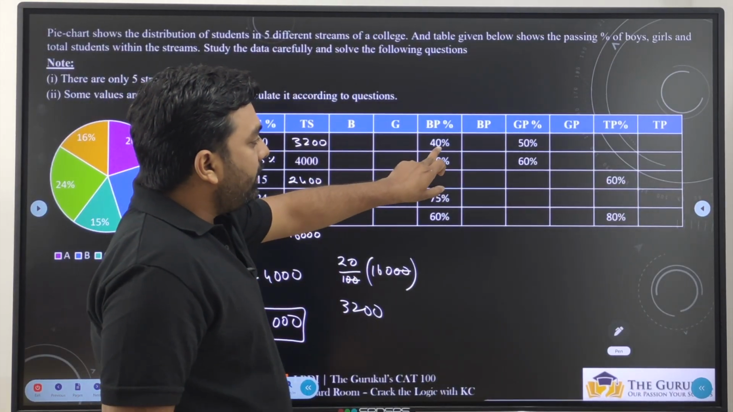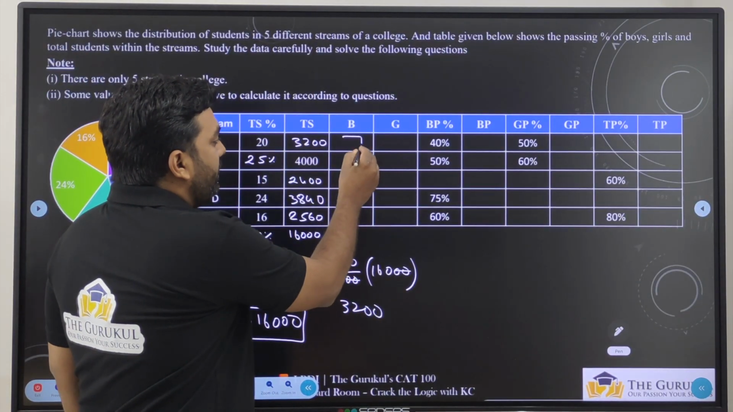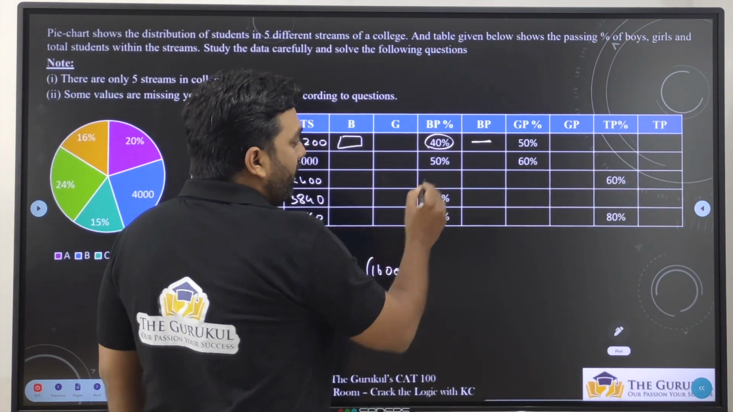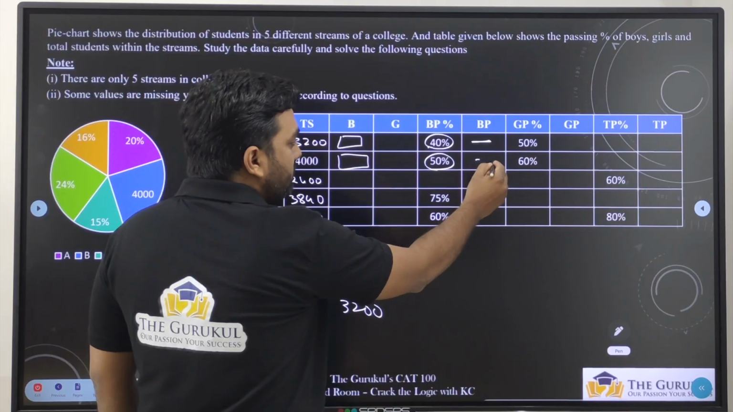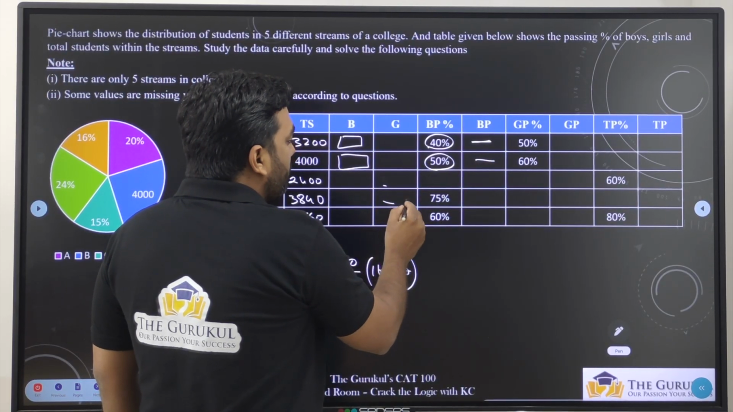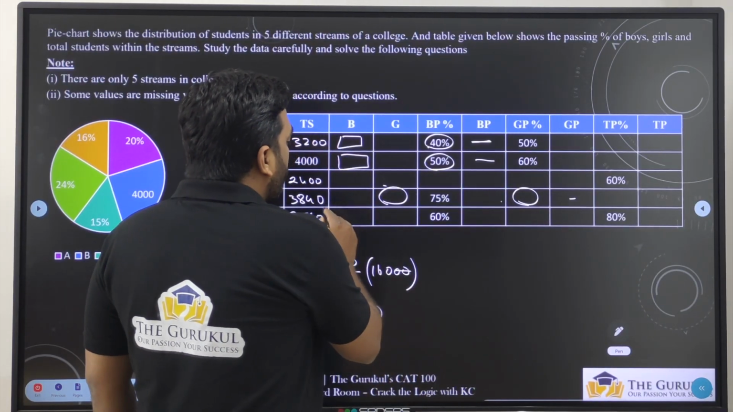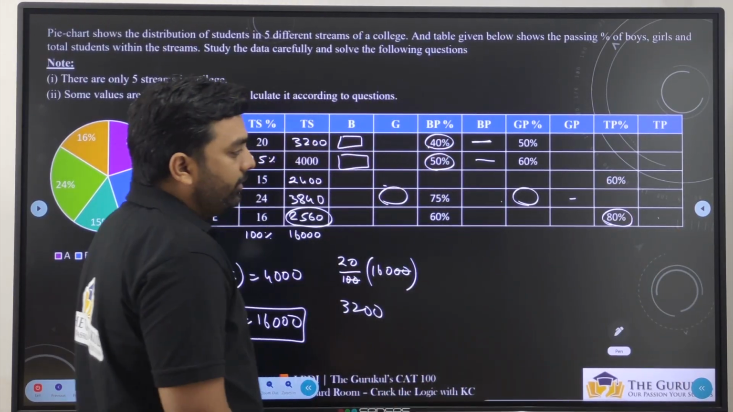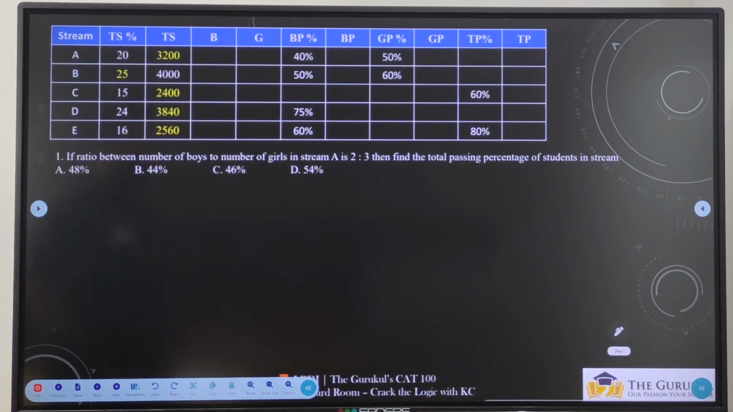And what are these 40% for boys? If some value is there over here, 40% of that are passing; we'll write that value here. Similarly, if some value is there, out of that 50% are passing, we'll write it here. In some streams girls will have some percentage, and we will write the value here. Out of the total 2560, 80% are passing, we will write it here. That is how it is working. Perfect. So this information we already know. We removed the pie chart because we already got the information.